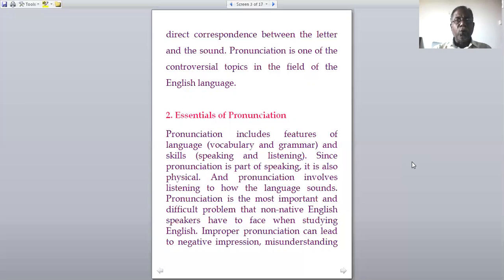Then only when you go abroad, people will understand what you speak. Otherwise, they may not understand you and you may not understand what they are speaking. So when you want to have a close relationship or a good rapport, you need to speak like others. Others will have to understand your words or your spoken form. Improper pronunciation can lead to a negative impression. If you change slightly, also the meaning will vary. Sometimes people will laugh at us.